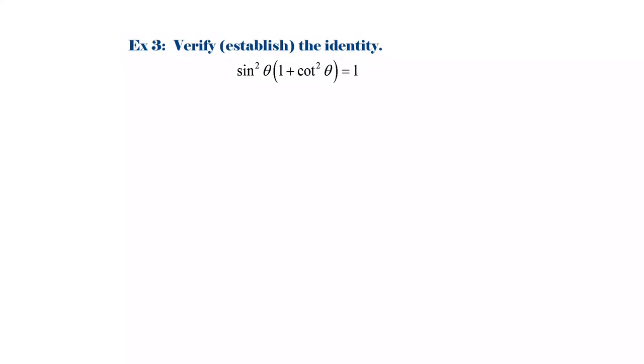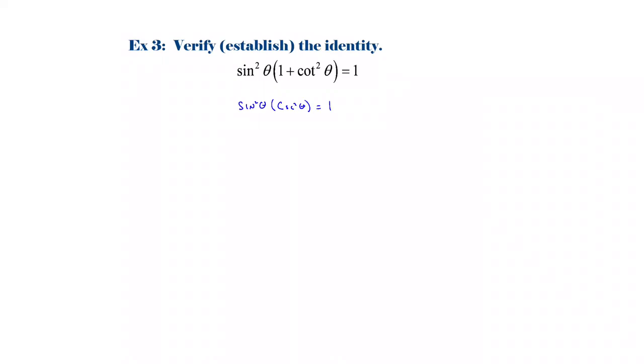Alright, here we go. So sine squared of theta. We could change that to 1 minus cosine squared, but once again, we're trying to get it to equal 1. So let's look at the 1 plus cotangent squared of theta. Once again, those squares sometimes make me think about a Pythagorean identity. So 1 plus cotangent squared of theta is equivalent to cosecant squared of theta.